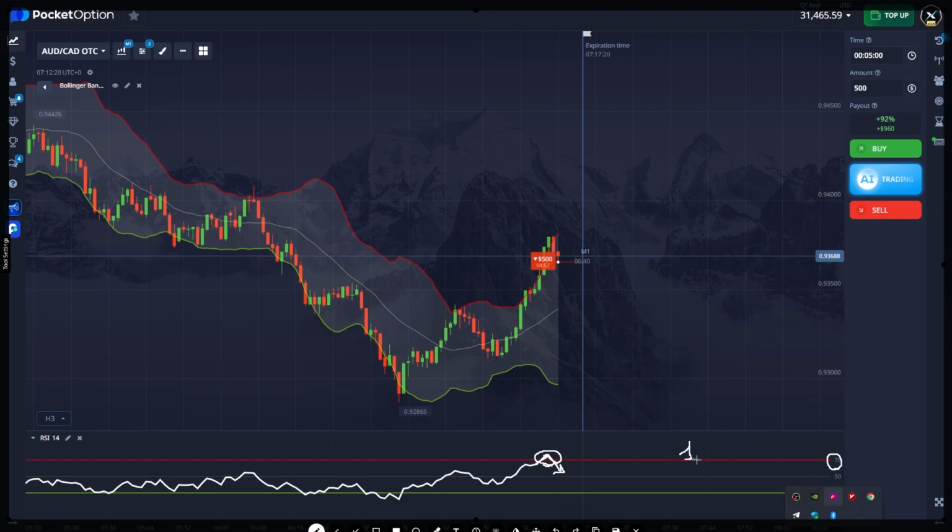Second checkpoint, price touched the upper Bollinger Band. This shows that price is stretched to the upside and trading outside its normal range. In these zones, reversals happen much more often. That's our second sell signal confirmed.